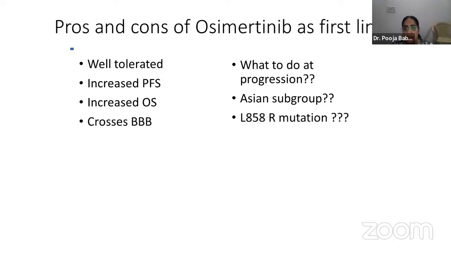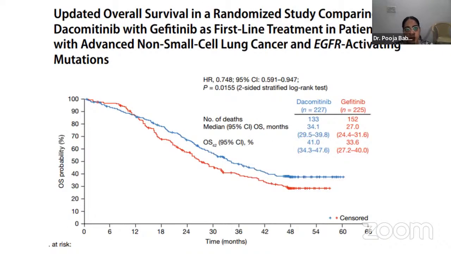In the Asian subgroup and in L858R, as we have seen in overall survival, the benefit is limited, and cost is definitely a major issue. Now, updated overall survival in the randomized study comparing dacomitinib with gefitinib as first-line treatment in patients with non-small cell lung cancer with EGFR mutation. We have seen ARCHER 1050, and the median OS is 34 months versus 27 months with gefitinib.